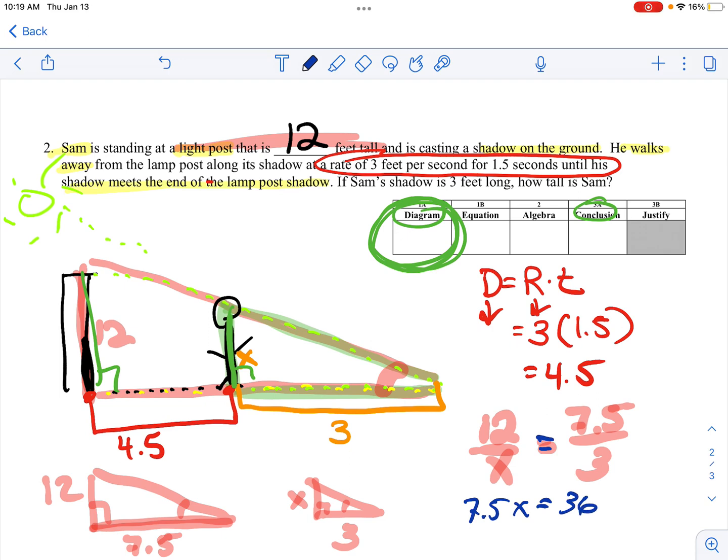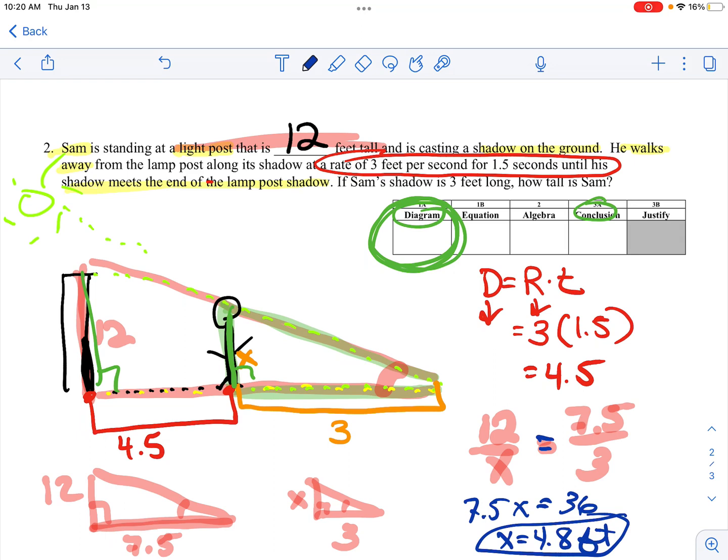7.5x equals 36. 36 divided by 7.5. And I'm getting x to be 4.8. I need units. 4.8 feet. What does that really mean? Well, if I'm 0.8 of an inch, you could figure that out, but you can leave your answer as 4.8 feet. We are fine with that.